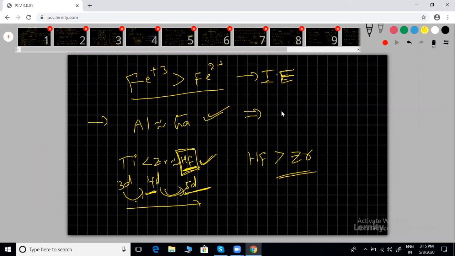So, third group elements ionization energy order we are giving. Boron has the highest ionization energy. We can see values also, but I'm giving rough values based on the values that I have. Thallium, gallium is almost greater than or equal to aluminum, then indium. Thallium is not the least ionization energy. These are the ionization energy orders.